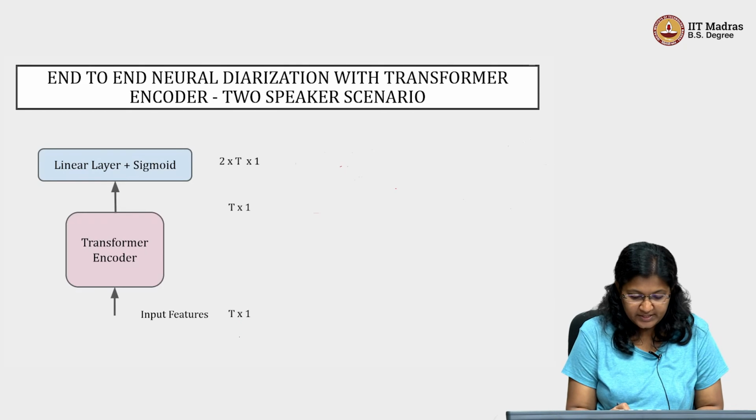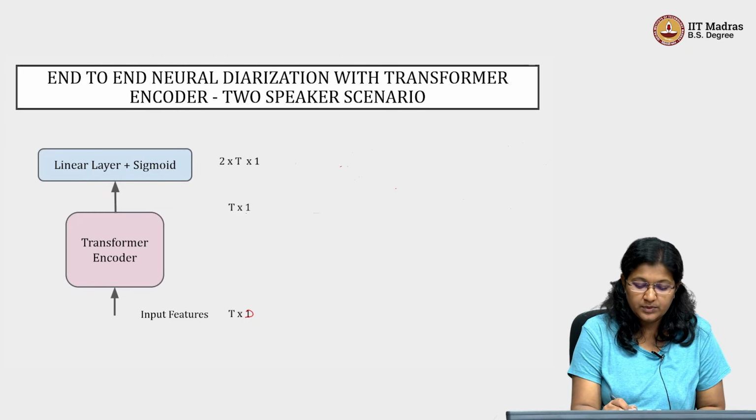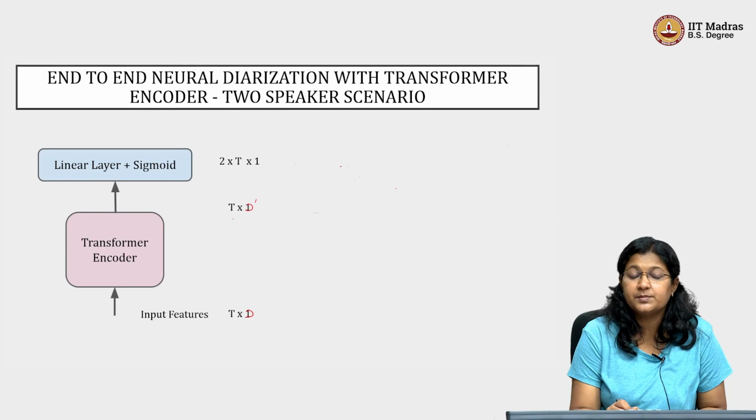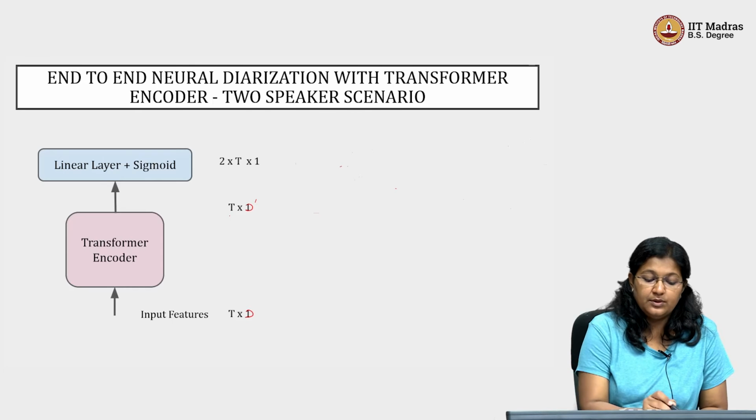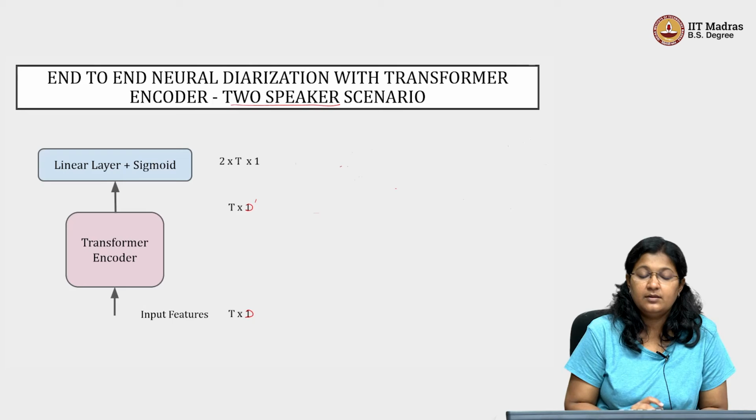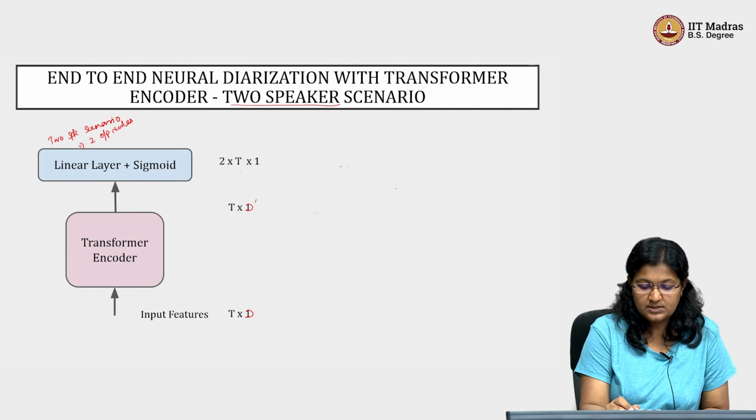This end-to-end neural diarization technique uses a transformer encoder. If the input features are of dimension, it is not T cross 1, rather it is T cross D, let us say, then the transformer encoder's output will be T cross some D dash. Okay, the transformer encoder's characteristic is if there are T input frames, there will be T output frames, right. And then you have a final linear layer and a sigmoid. If I am taking a 2 speaker scenario, then my linear layer will have 2 nodes, so 2 output nodes. Okay. So that's why it's 2 cross T cross 1, or I can just say 2 cross T, fine.